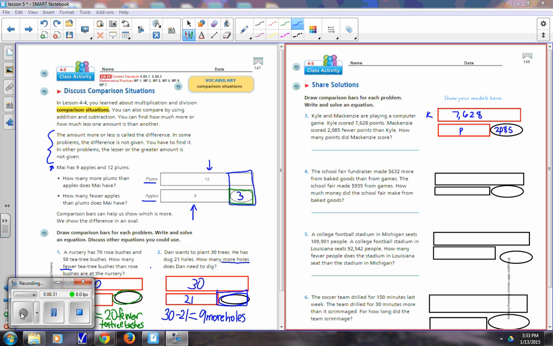And I'm going to put this as a P for points. So my equation is going to be P, Mackenzie's points, plus the 2,085 fewer points should equal Kyle's score of 7,628 points. So of course, the way I'm going to solve this is I'm going to subtract 2,085 from that number, and I should get 5,543 points.